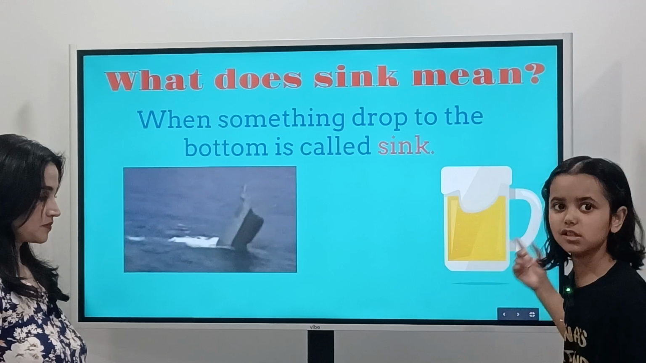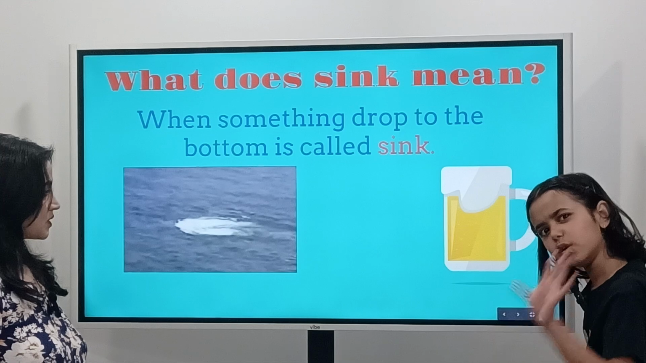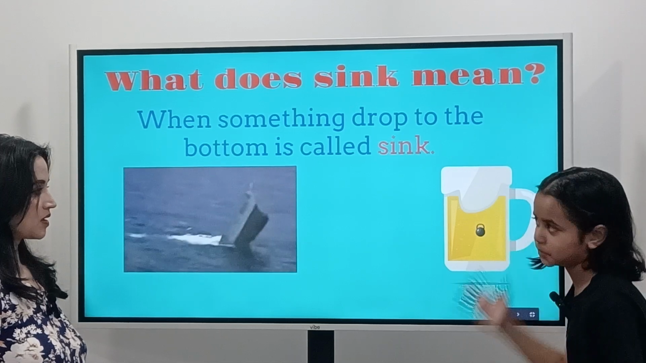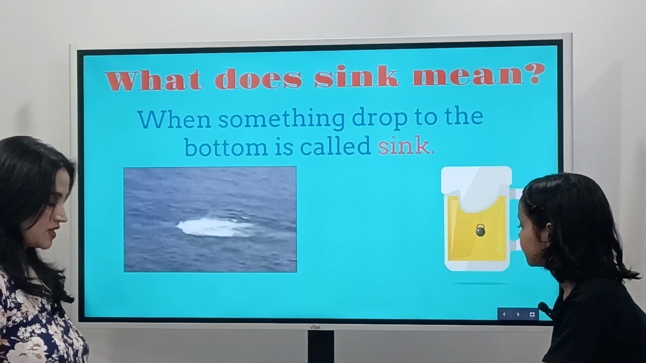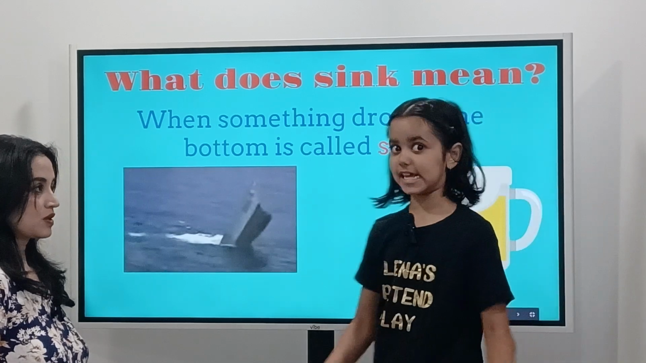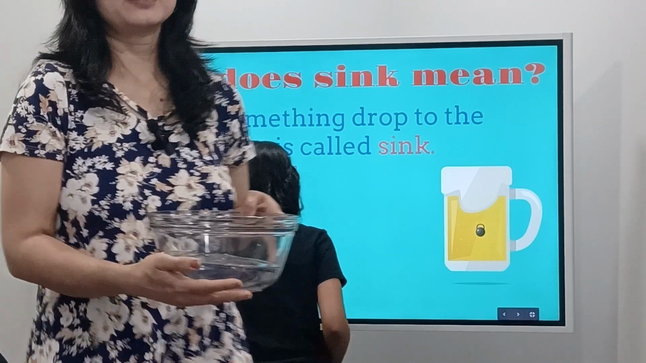So this is oil, right? Yeah. And then there's a little thing, like a little lock. It's hovering actually. It should sink, but it's hovering. Okay, so what experiment are we going to do about sink? So now we're going to do the things that sink. You can bring the objects and I'll bring the water again. Here.